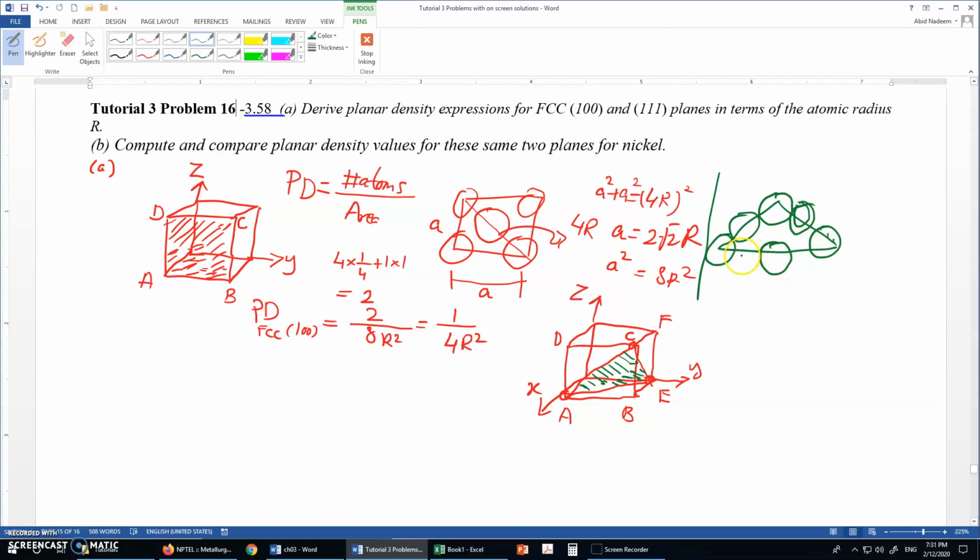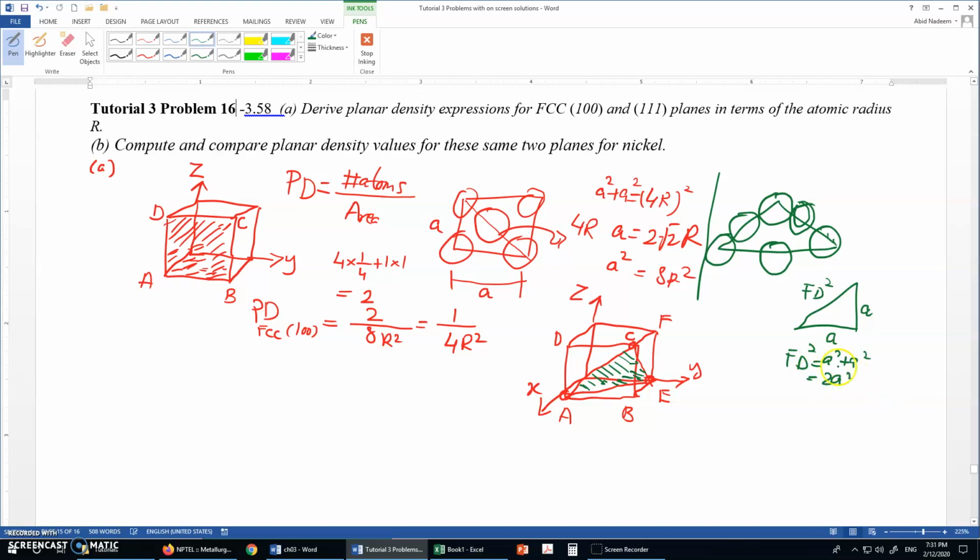But these atoms will be touching each other. So what is this length? Since this is the face diagonal, so the face diagonal is across these two faces, and then this is the face diagonal. This face diagonal square will be equal to a square plus a square, so it will be 2a square.